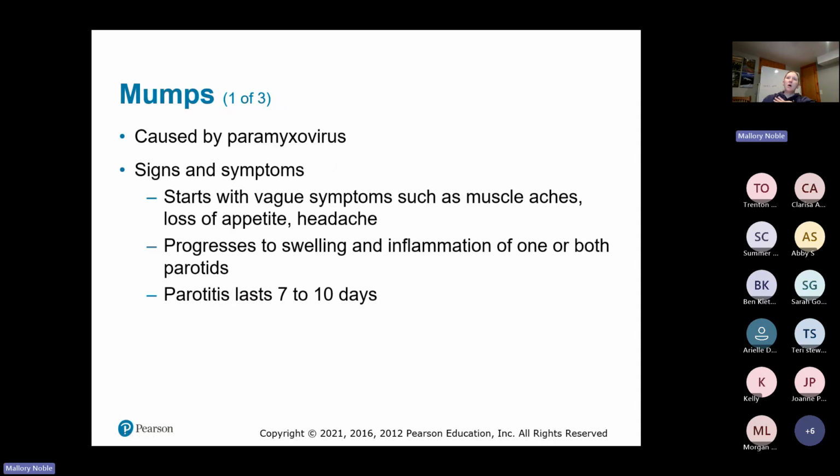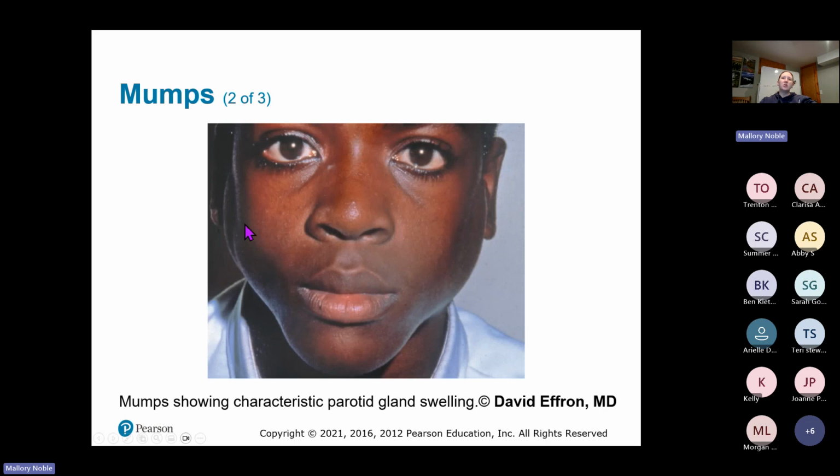Mumps. So mumps is caused by the paramyxovirus. Signs and symptoms start with kind of vague, not feeling well, loss of appetite, muscle aches, headache as well. Progresses to swelling and inflammation of one or both of the parotids. Parotitis lasts about 7 to 10 days. So you'll see the picture here. So you can see how this little boy's face is nice and swollen on both sides. This is transmitted through droplets and direct contact with saliva.